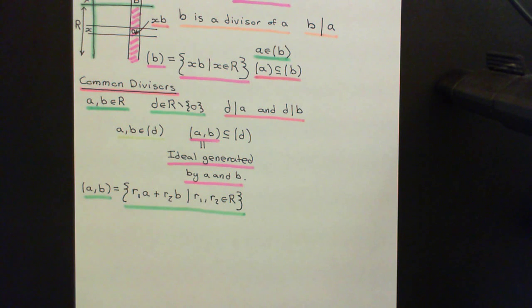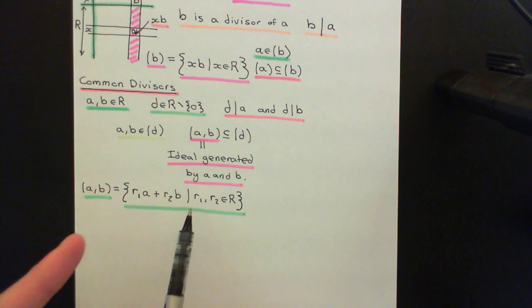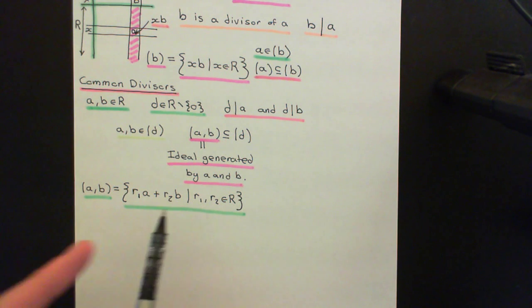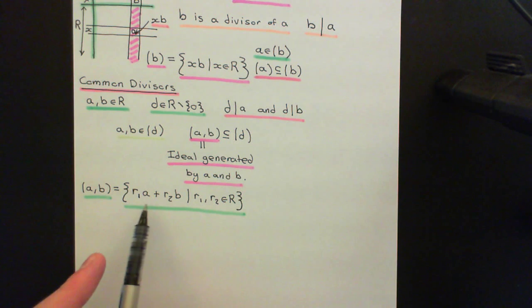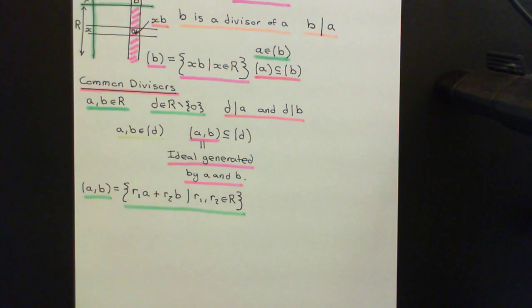Firstly, what I want to show you is that any ideal that contains A and B is going to have to contain everything of this form. And then I want to show you that this actually is an ideal, and therefore we can conclude that it's the smallest ideal that can possibly contain A and B, because as I say, every ideal that contains A and B must contain everything of this form.